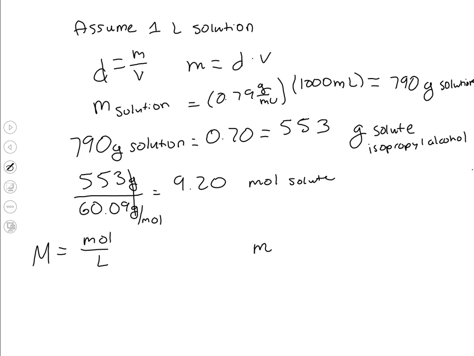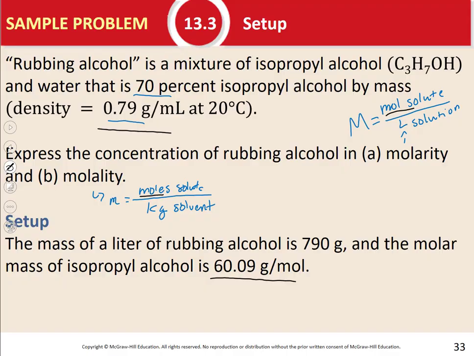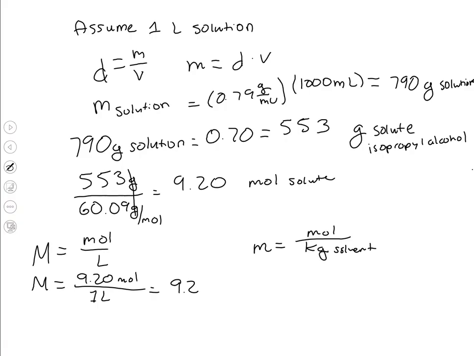And our two concentration units, molarity and molality. Which one looks easier to calculate right now, molarity or molality? Molarity, because we have moles, 9.20 moles, and liters. How many liters do we have? 1. Good, we start with 1 liter. So what's our molarity? 9.2, good. I think we only had 2 sig figs in our density, so we'll use 2 significant figures. So there's our molarity.